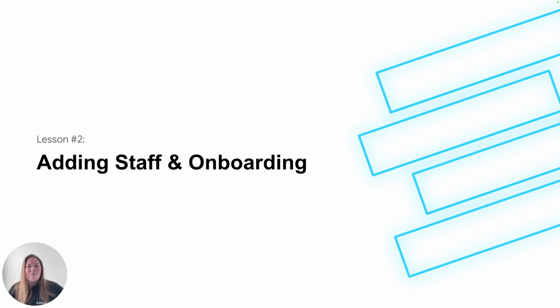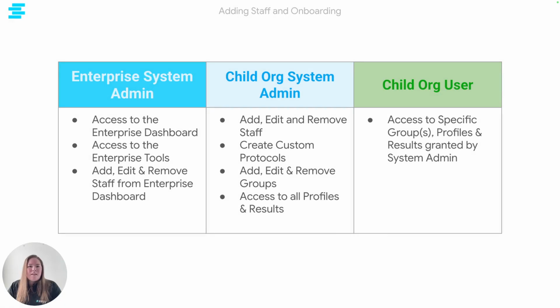Here in Lesson 2, we'll walk through how to add and remove users as your staff changes over time. First, let's go over the access types to understand what type your staff should fall into. There are 3 different access levels within the enterprise: Enterprise System Admin, Child Org System Admin, and Child Org User.